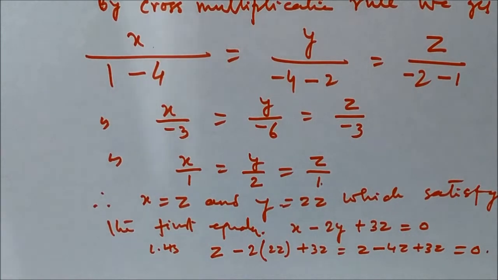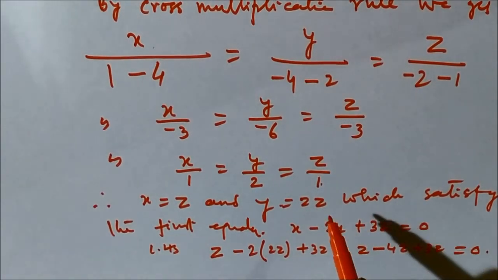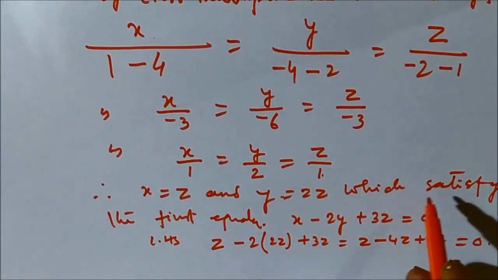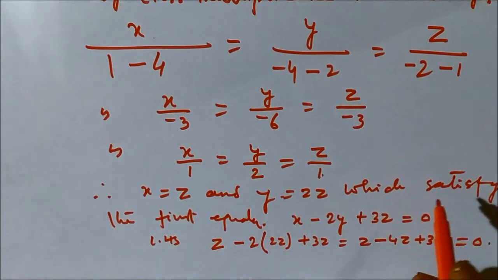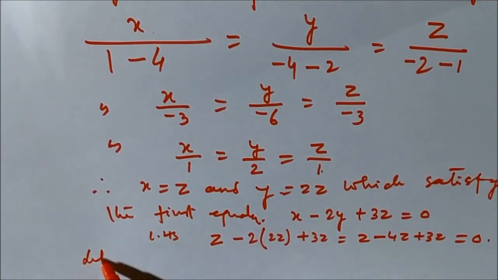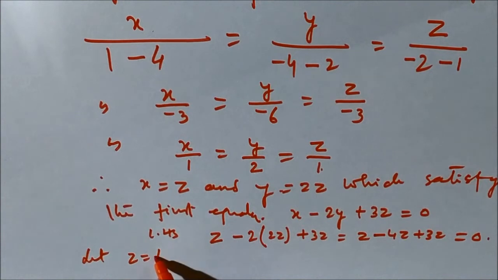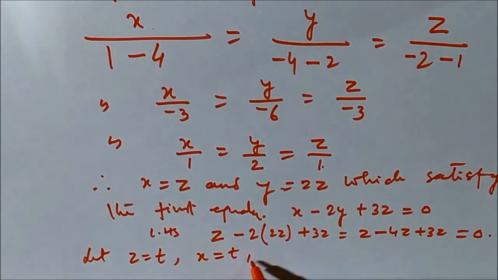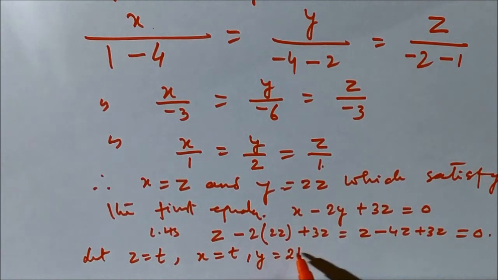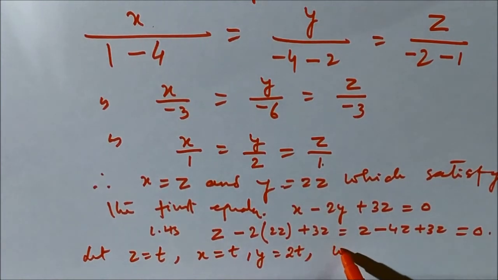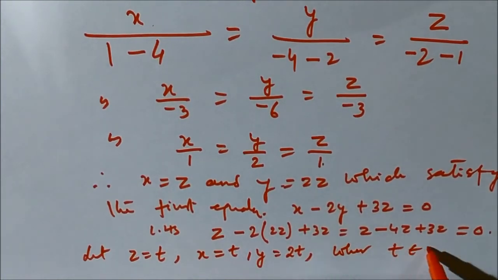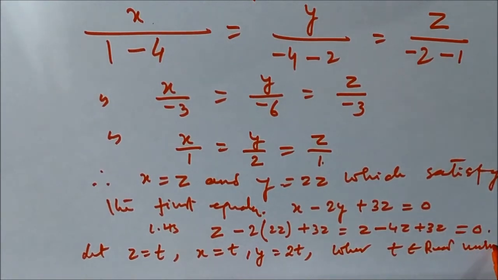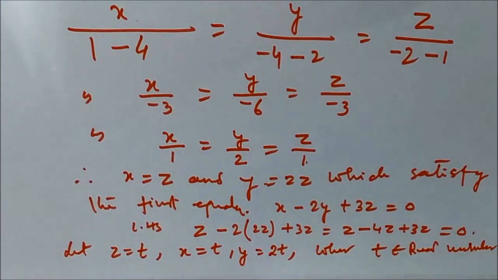So, for various values of z, we get different solutions for x and y. Let z be any real number t, then x equals t and y equals 2t, where t belongs to the real numbers. Answer.